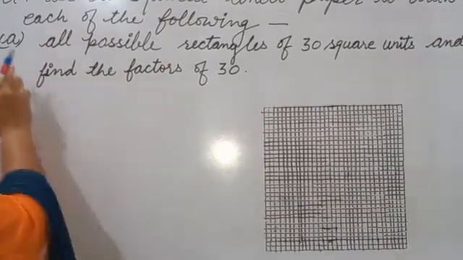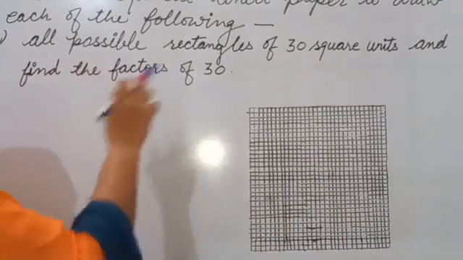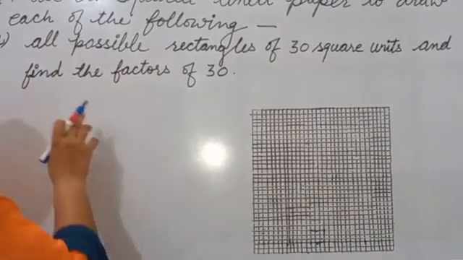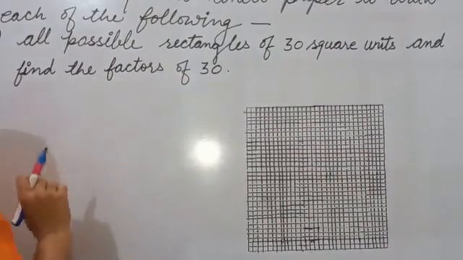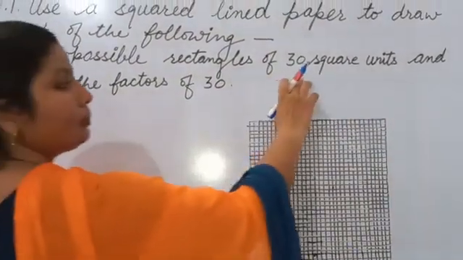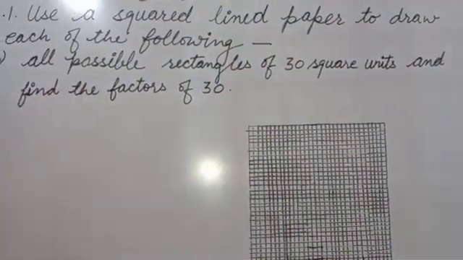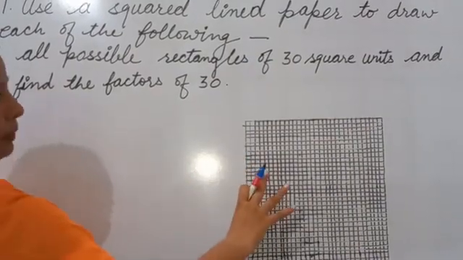Okay, so here is part A. All possible rectangles of 30 square units, and find the factors of 30. Here 30 square units means you have to make the rectangles in this square paper.